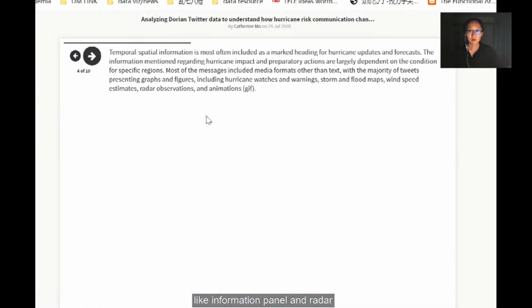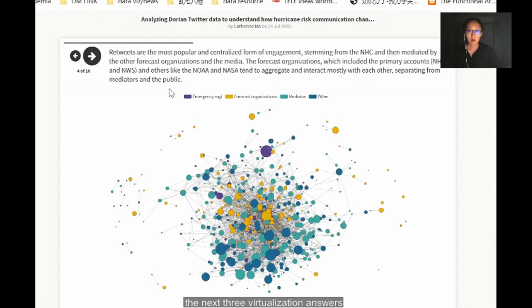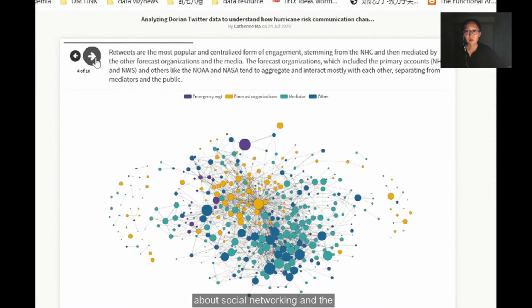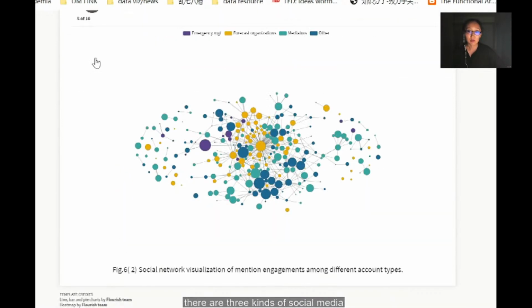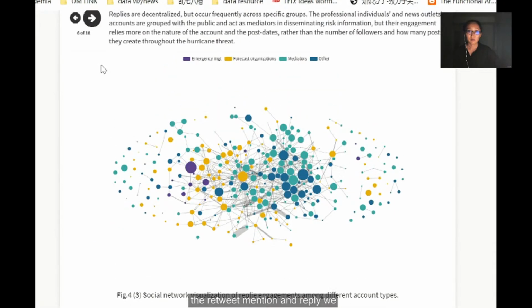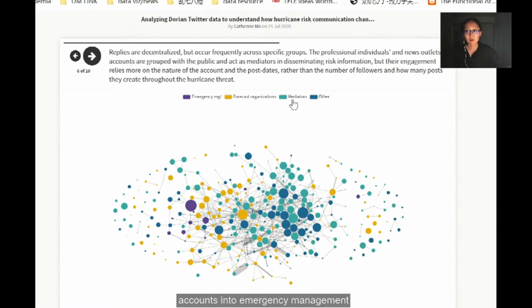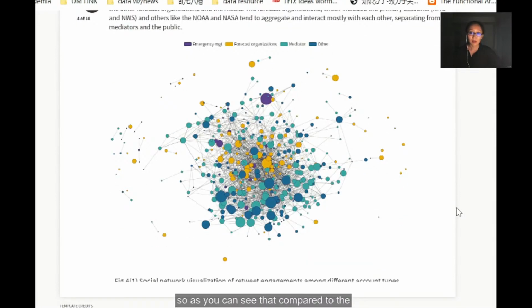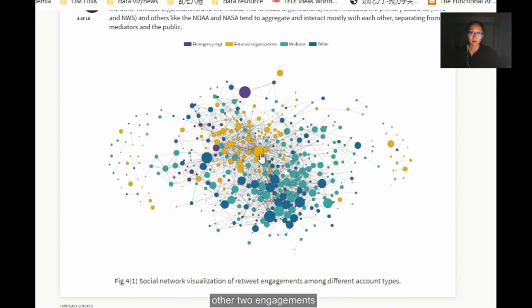The next three visualizations answer the second question about social networking and the professional accounts' interactions. As we all know, there are three kinds of social media engagement: retweets, mentions, and replies. We categorize these accounts into emergency management, forecast organizations, mediators, and others. As you can see, compared to the other two engagements, mentions and replies, most of the accounts are more likely to be active in retweeting others' tweets.